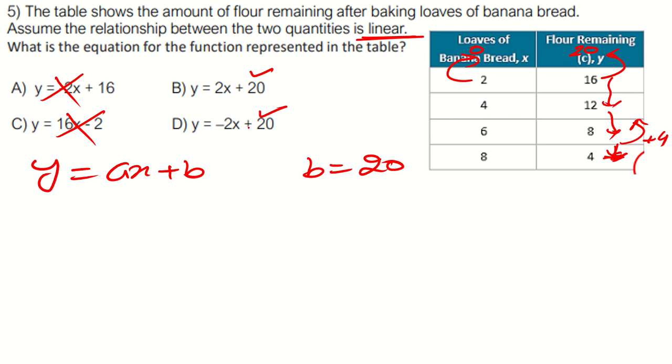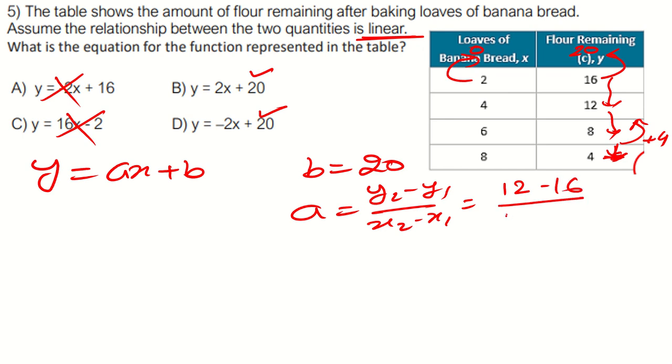So now from these two, let's see how you will find the value of a. So a is equal to y2 minus y1 divided by x2 minus x1. So take any two values of y. 12 minus 16 divided by 4 minus 2. 12 minus 16 is minus 4. 4 minus 2 is 2. So that is minus 2.